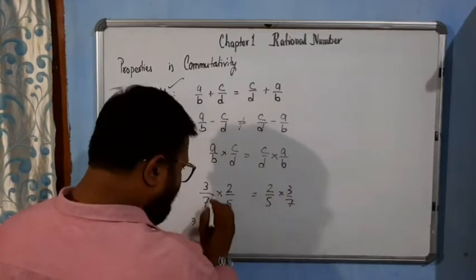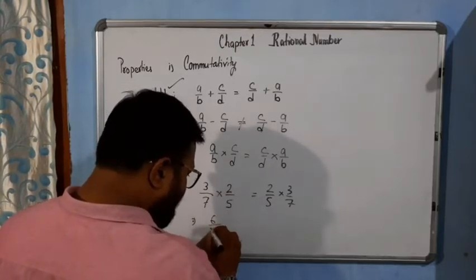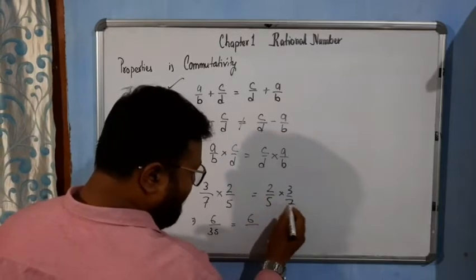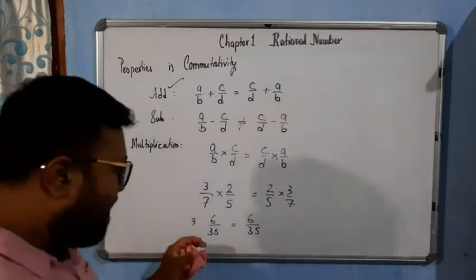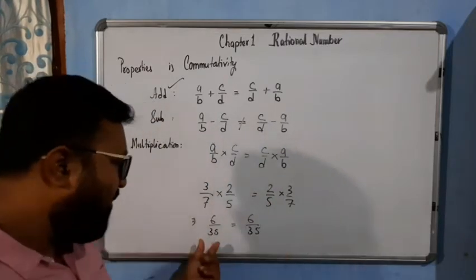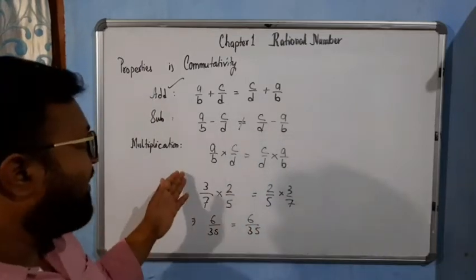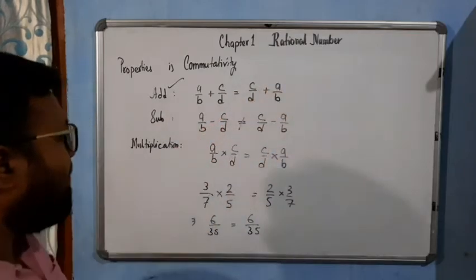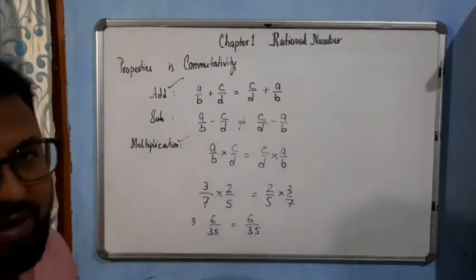Let's see here. 2 into 3: 3 twos are 6, 7 fives are 35. Here also 3 twos are 6 and 5 sevens are 35. So in this case we can see both sides, left hand side and right hand side, are equal: 6/35, 6/35. So we can say that in the commutative property, rational numbers are closed under multiplication. So we can give a tick mark, meaning it is applicable in multiplication.